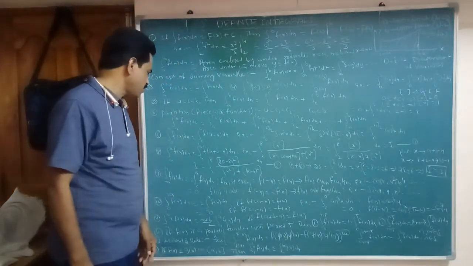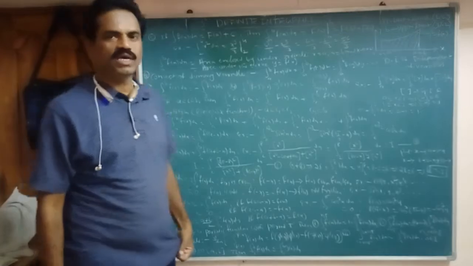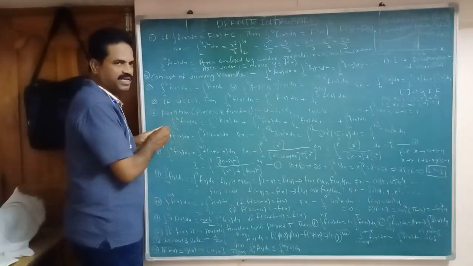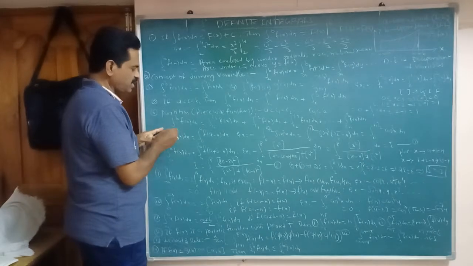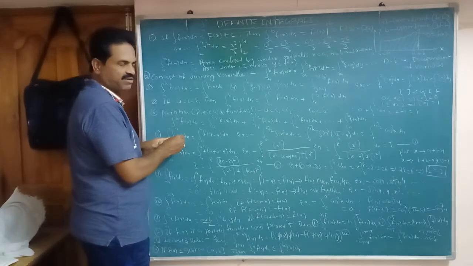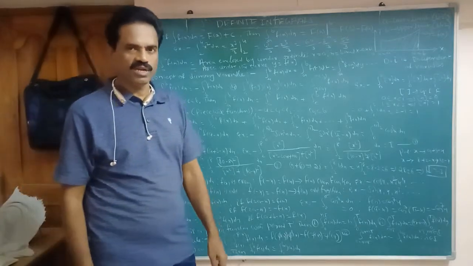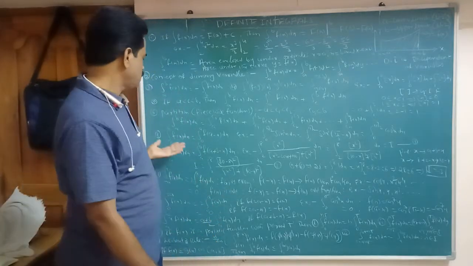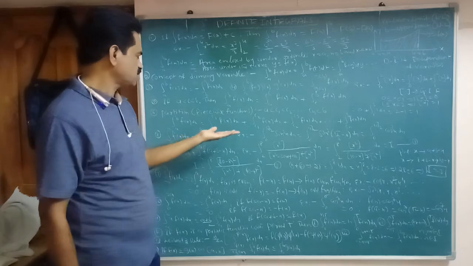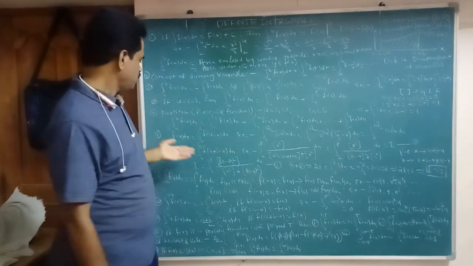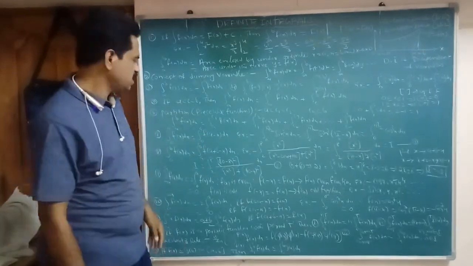Next, the seventh property: integral 0 to a f of x dx. What do we write here? What is the upper limit? A. In place of x, write the upper limit a minus x. So that is 0 to a f of a minus x dx. We can prove it also. You remember, if we take a minus x equal to t, we can prove that this equals 0 to a f of x dx.